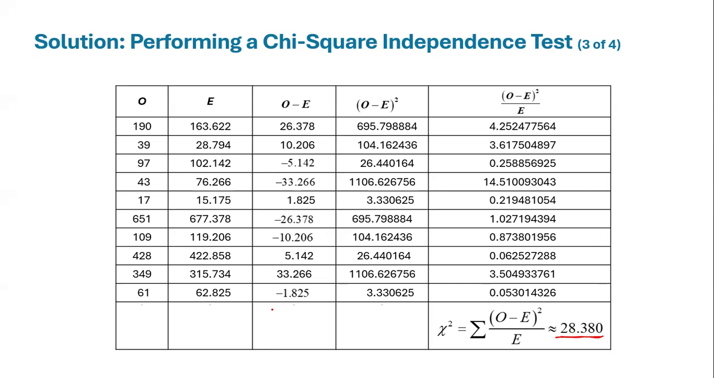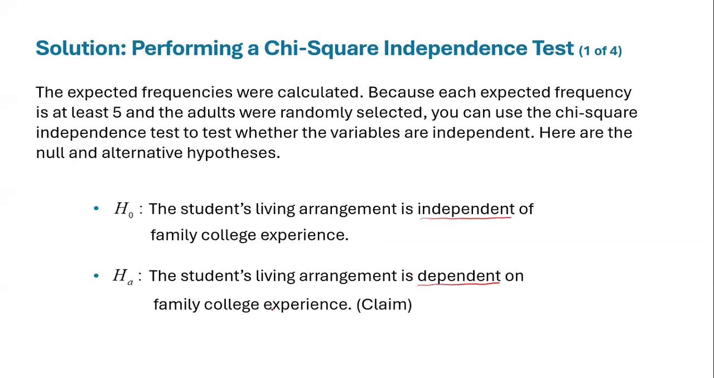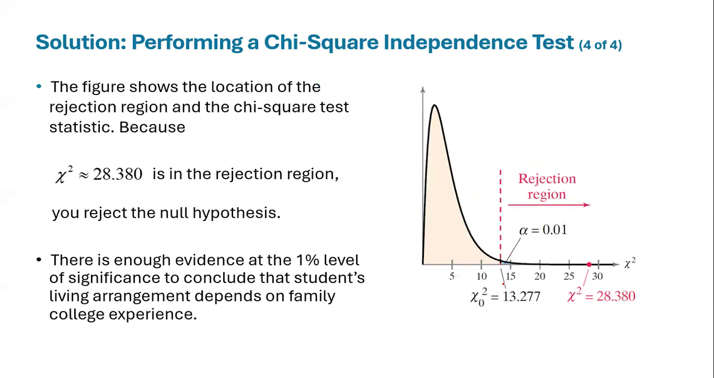And when you reject the null, that means you can conclude that the student's living arrangement is dependent on the family college experience. So we say there is enough evidence at the 1% level of significance to conclude that the student's living arrangement depends on family college experience.